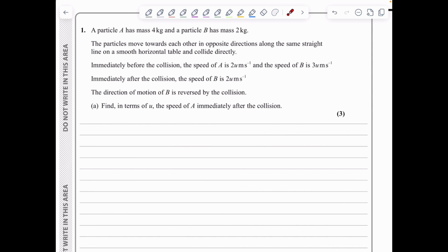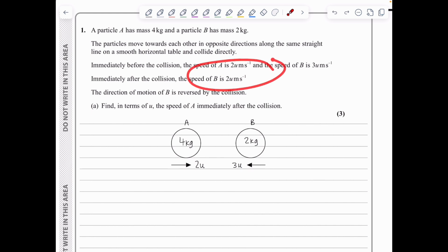So I will start by drawing the two particles A and B with masses of 4 and 2 kilograms respectively. Originally they are moving towards each other, so 2u and 3u are the speeds respectively. And then we are told that immediately after the collision, B is moving with a speed of 2u meters per second and it's moving to the right. I will assume that A is also moving to the right with a speed of v. So this is the situation.